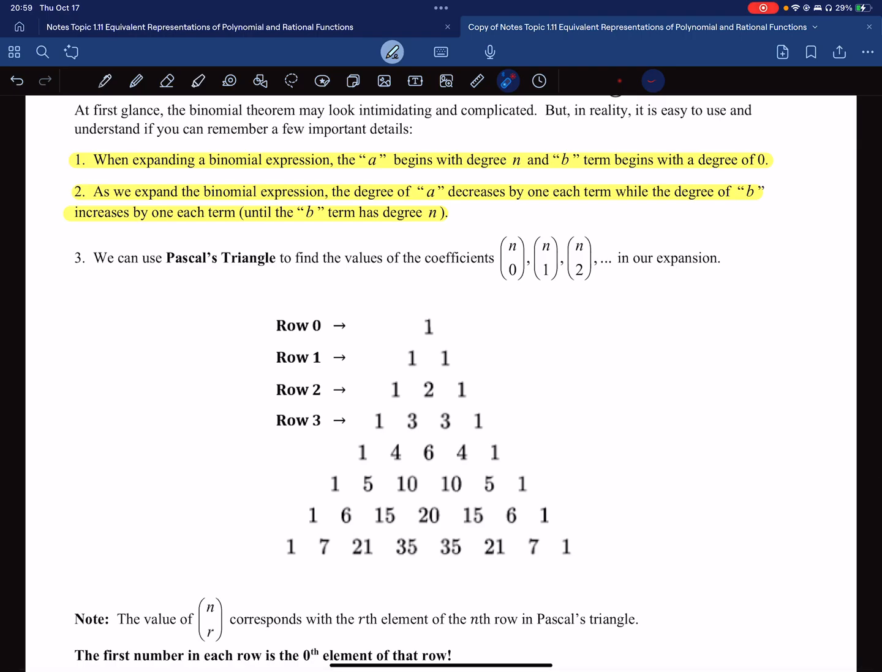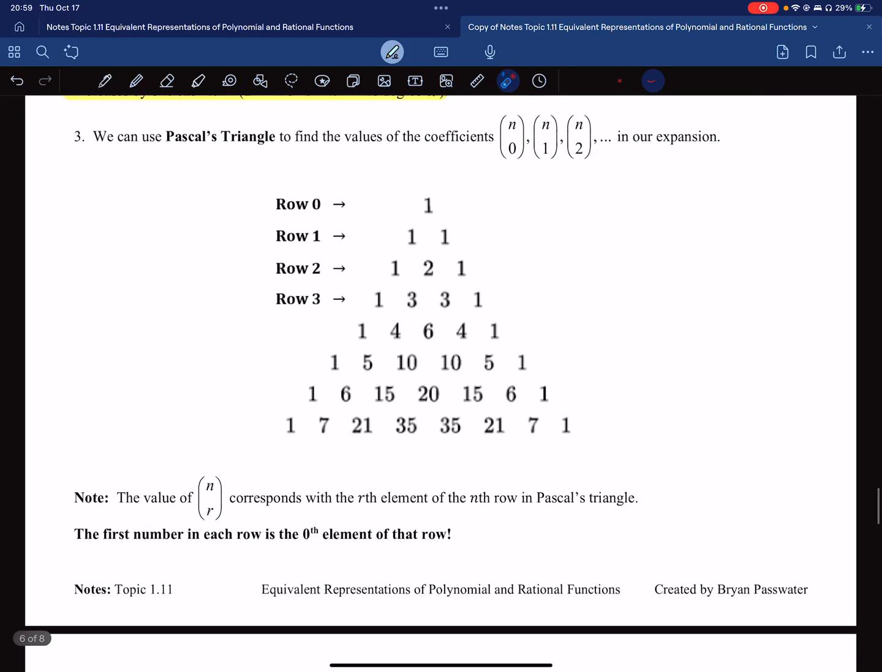Okay, so we can use Pascal's triangle to find the values of the coefficients n over 0, n over 1, n over 2 in our expansion. And this notation is going to be something that you see whenever I make the calculator video. So here's Pascal's triangle. I've already talked about how we get each term. Again, you add the two numbers above to get the number below. So 1 plus 1 is 2.